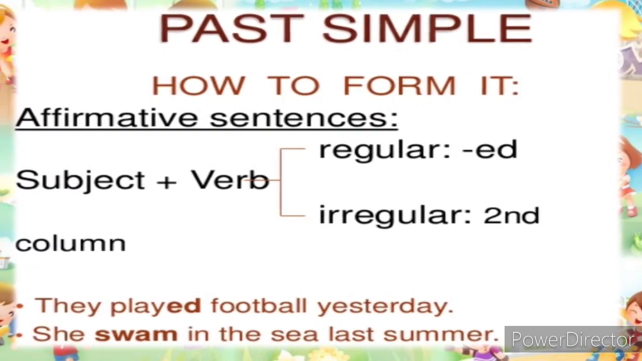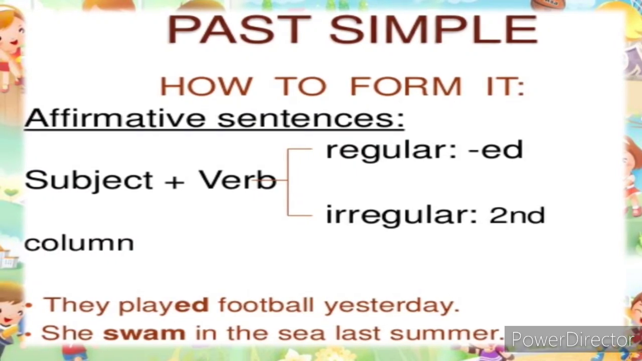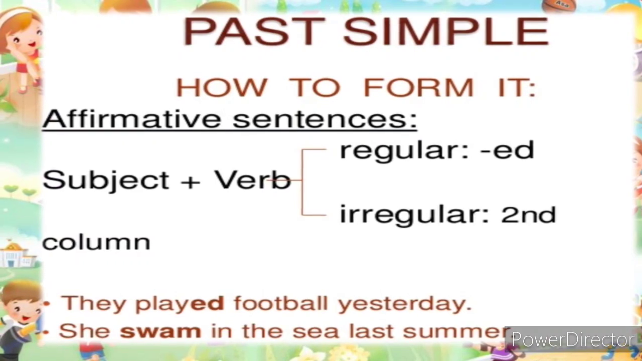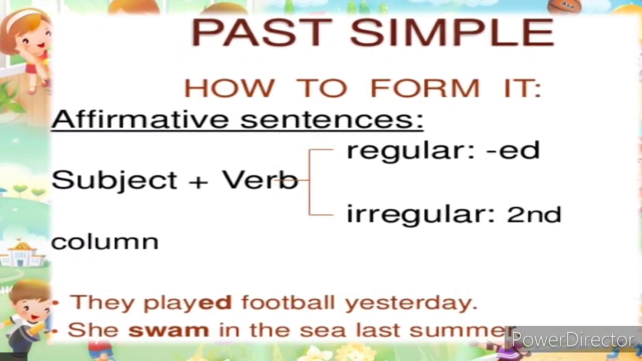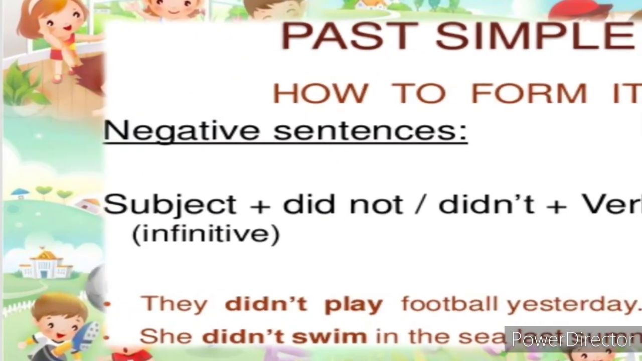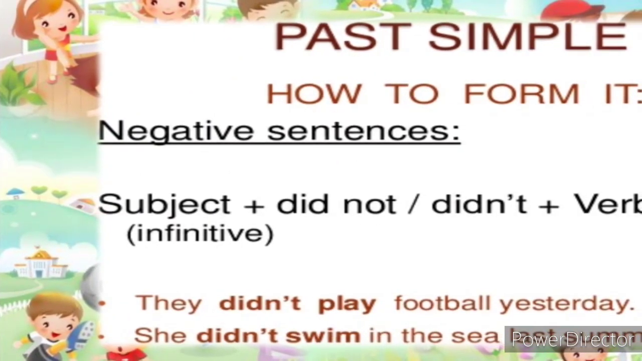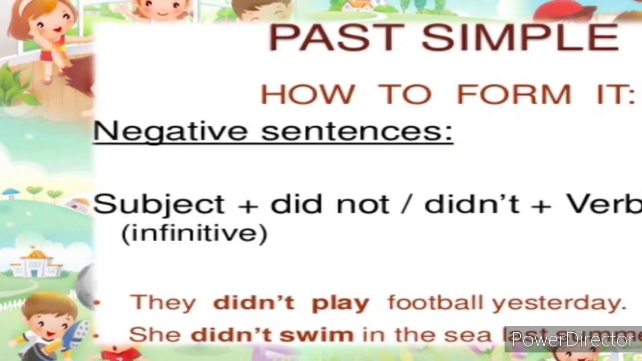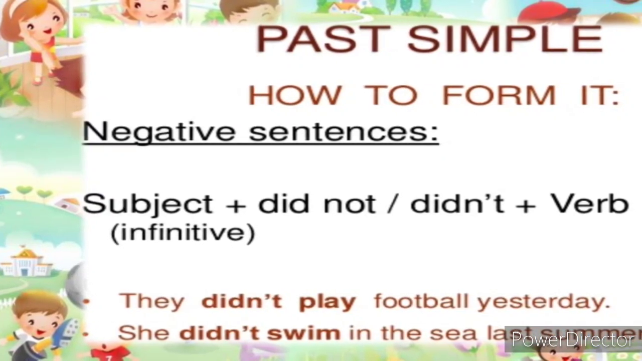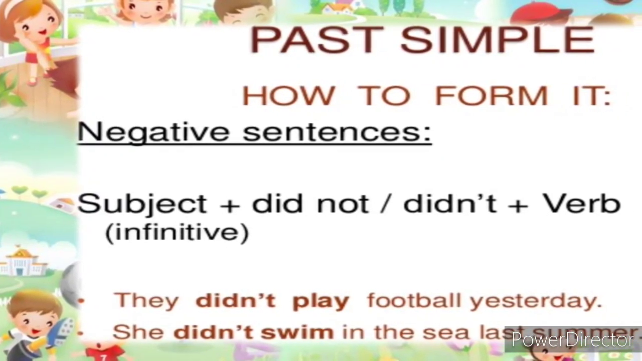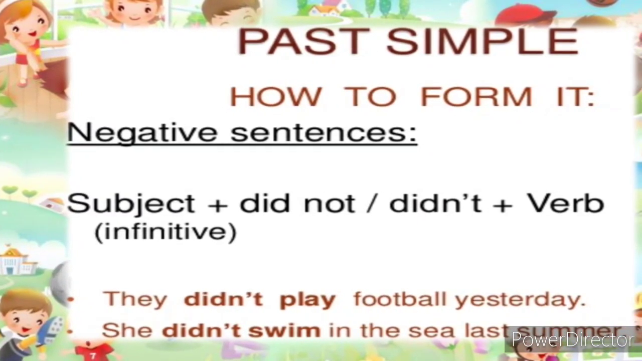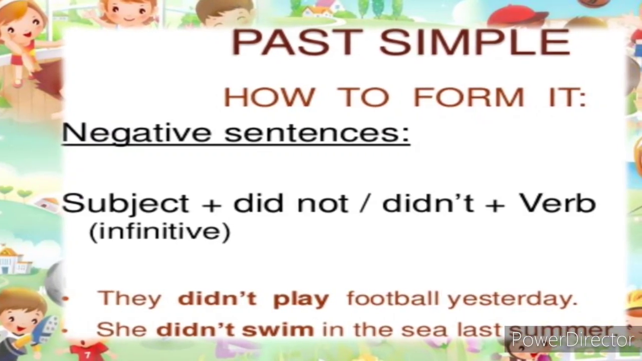For example, they played football yesterday, we played football yesterday, he played football yesterday, etc. There is no difference between singular subject and plural subject. For simple past negative and interrogative, we take did as the helping verb for all the subjects. So, the rule for writing the negative sentence will be like this: subject plus did plus not plus the first form of the verb plus object.